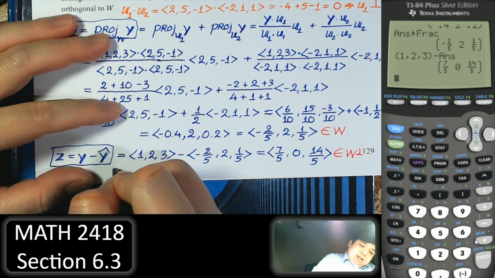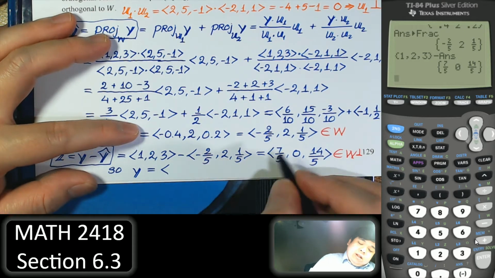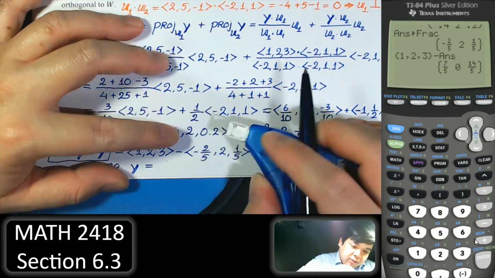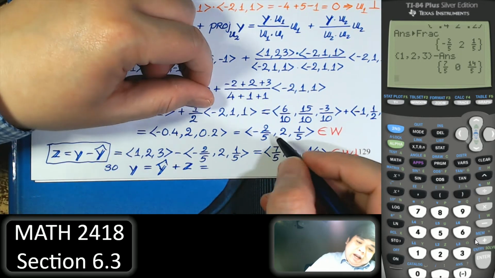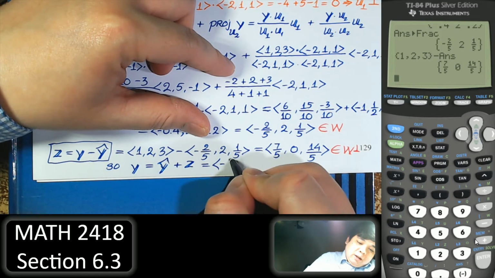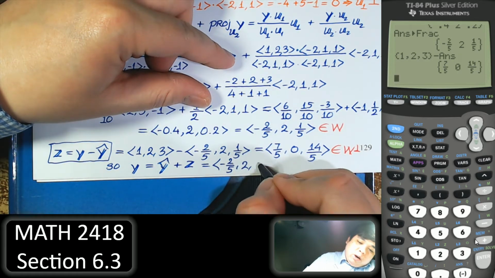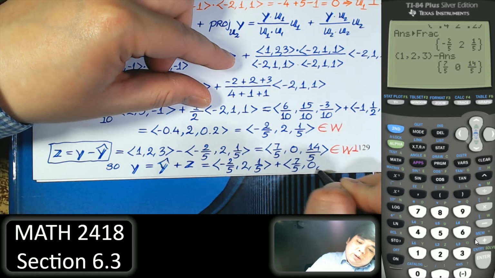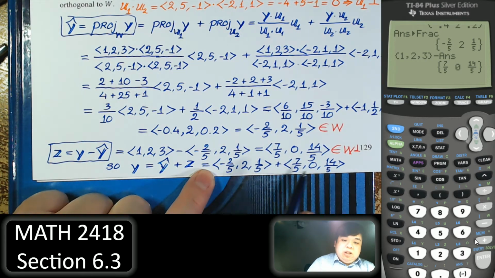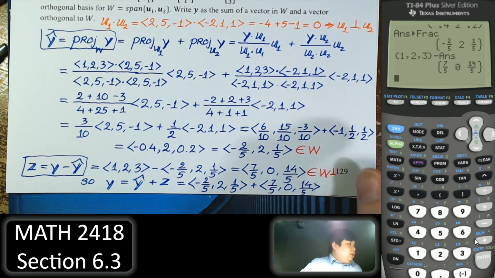So we say y is equal to the vector y hat plus z. Y hat is negative 2/5, 2 and 1/5, then plus 7/5, 0 and 14/5. So this vector is in W, and this is the vector that is orthogonal to W. Right. So that's simple enough.